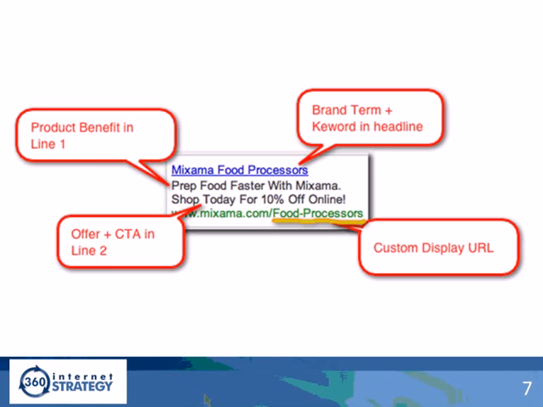Your display URL, after the initial domain of mixama.com, after that it can be anything. So food/processors may not be an actual URL on their site, but that's okay because they have their domain name included in there. Another good idea is, I usually tell people to do 2 ads per group. So if you have ad groups with 5, 10 ads in them, you might want to pause some of them.